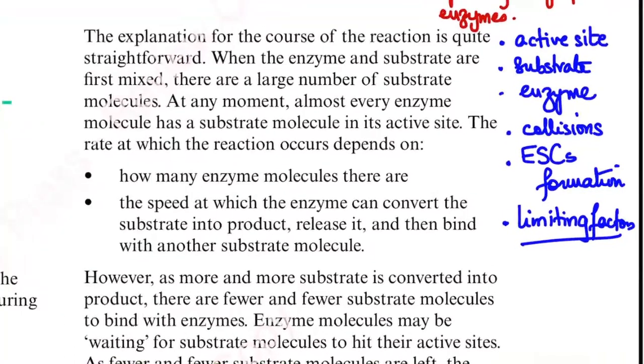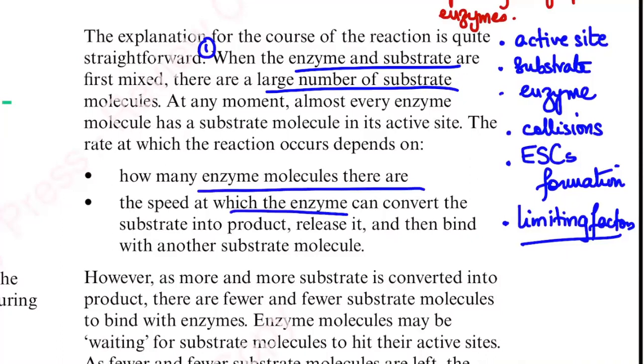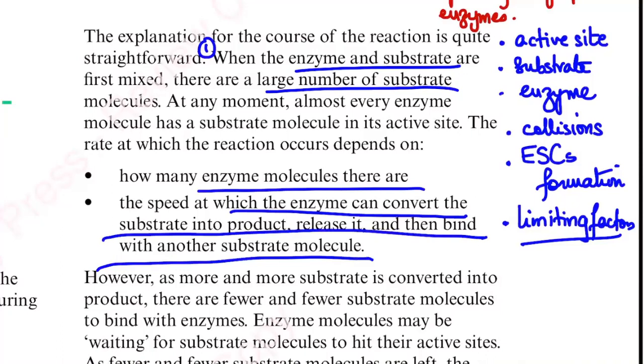Step number 1. सबसे पहले, this is step 1. When an enzyme and substrate are mixed, there are a large number of substrate molecules. शुरू में, within the first 30 seconds, जब आप enzyme substrate को mix करते हो, so you have a large number of substrate molecules. At any moment, almost every enzyme has a substrate molecule in its active site. The rate at which the reaction occurs depends upon two factors. What are those? कितने हैं हमारे पास enzyme molecules in the beginning, and the speed with which the enzyme can convert the substrate into the product, release it, and then bind to another substrate molecule.